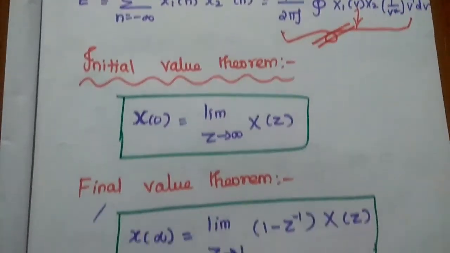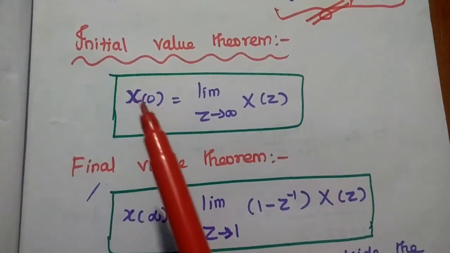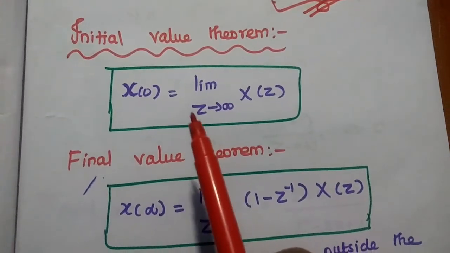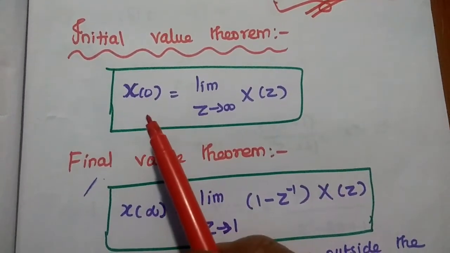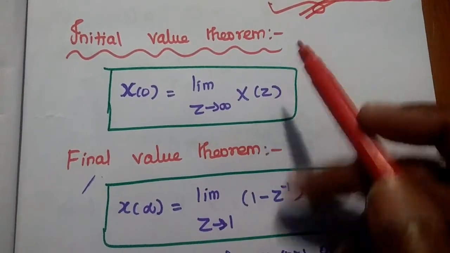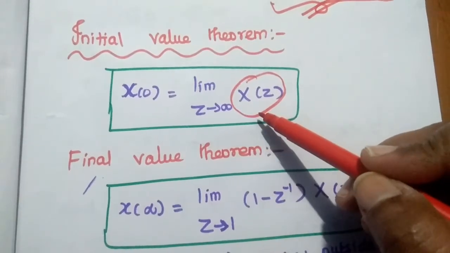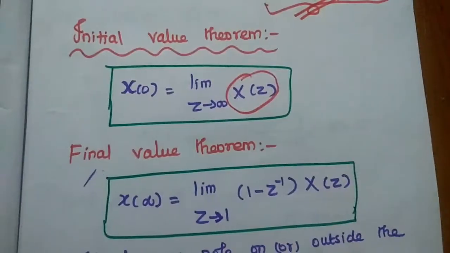So next, initial value theorem. The initial value of the given sequence can be obtained using this theorem. So x of 0 is the initial value, that is equal to limit z tends to infinity X of z. For the given transform, if I make z value as infinity, I can get the initial value.